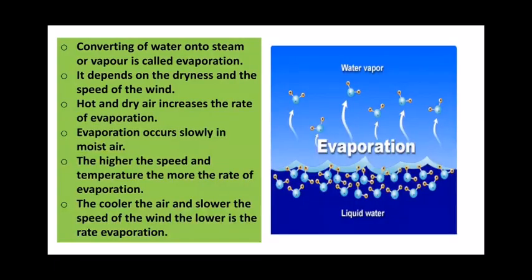Now children, we will do evaporation. What is evaporation? Evaporation is the process of converting water into steam or water vapor. Because of the sun's heat, the water on the earth gets converted into water vapor. The process of evaporation is dependent on the dryness, temperature, and the speed of the wind.